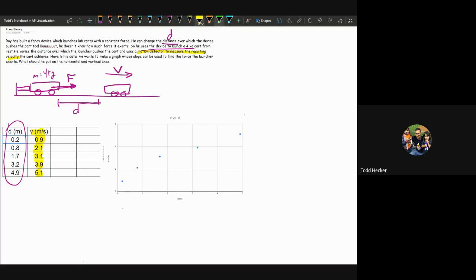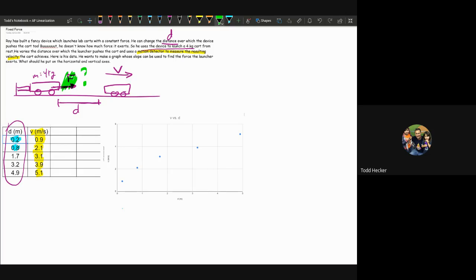What this data is telling us is that when he allowed the force to push the cart through a distance of 0.2 meters, the velocity of the cart got up to 0.9 meters a second. When he pushed it for 0.8 meters, it went to 2.1 meters a second, etc. And the problem is he doesn't know how much force is being exerted. So we're going to try to figure out an equation that will allow us to find that force.